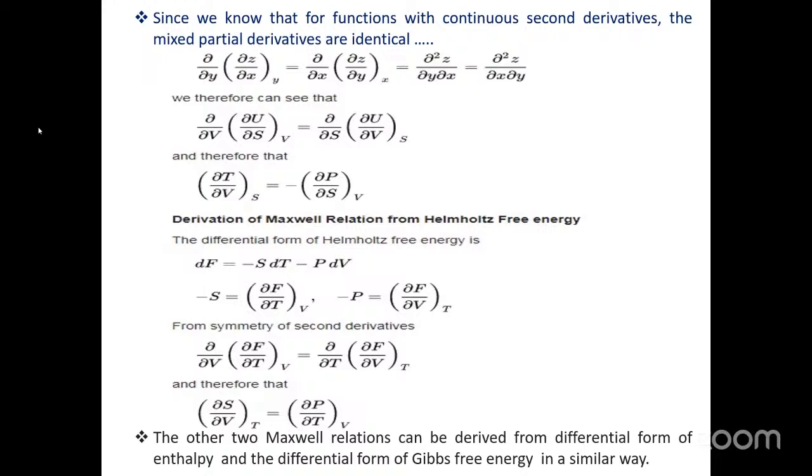Since we know that the functions are continuous, the second derivatives of the mixed partial differential equations are equal, we identify that dou by dou y of dou z by dou x is equal to dou by dou x of dou z by dou y, that is equal to dou square z by dou y dou x, that is equal to dou square z by dou x dou y. Okay, x is equal to S, y అంటే V, z is equal to U.